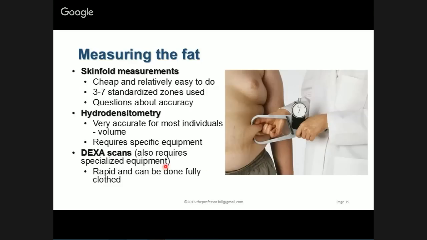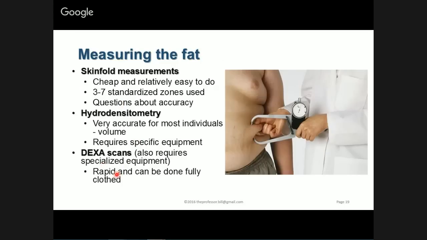You can also sit in a water bath and do hydrodensitometry, where you can measure the amount of water that's displaced and you can calculate your fat that way. It requires very specific equipment. You cannot do this in a doctor's office, but it's really accurate, unlike the skin fold measurement, which tends to be inaccurate and won't tell you about the visceral fat at all, as you can imagine, just the subcutaneous fat that you're collecting around your waist.